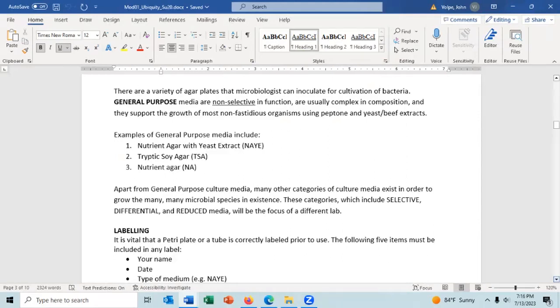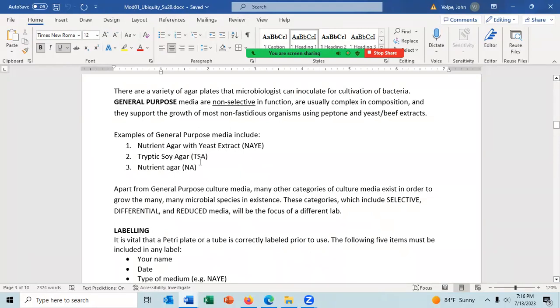There are 3 commonly used general purpose media in microbiology. And if you were to actually come into a microbiology lab, you would probably use all 3 of these. The first is nutrient agar with yeast extract, abbreviated NA, and it has nutrients from beef and yeast extracts, as well as peptone. Tryptic soy agar has peptone from soybeans added to it.